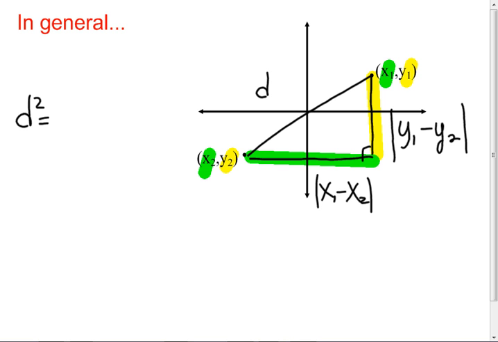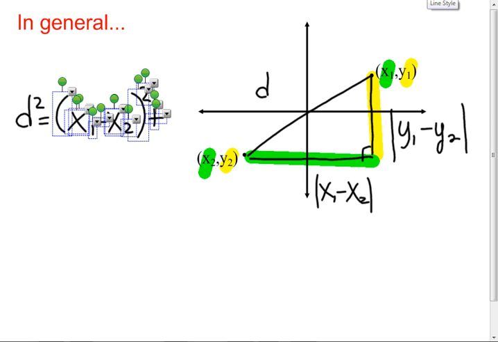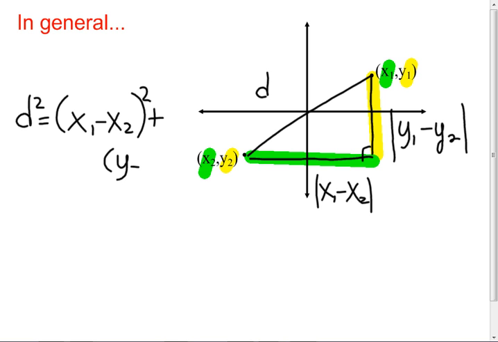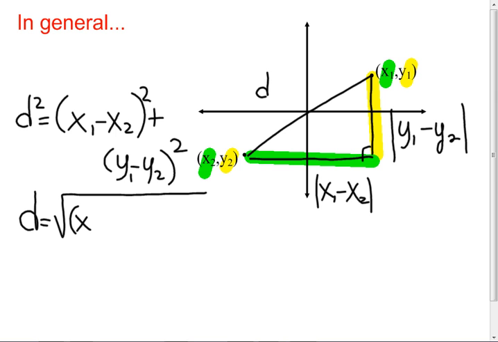You get positive. But I really don't care about the absolute value. If I get a negative number there, big deal. I'm going to square it anyway, so it's going to become positive. Plus y1 minus y2 squared. So what's d? It's equal to the square root of this. That is the distance formula. But honestly, I'm not going to use it.